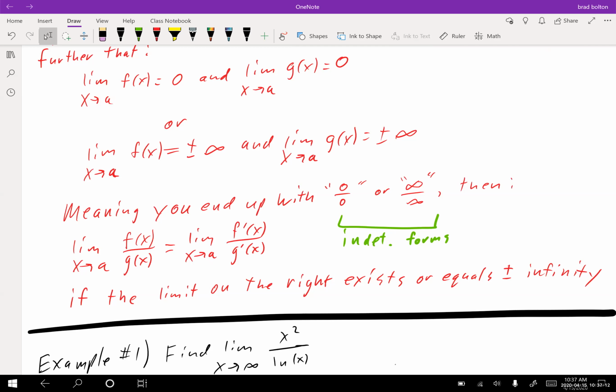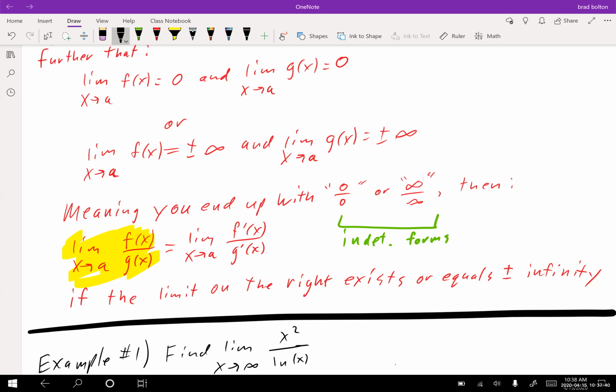Well, what L'Hopital's rule says is if you ever run into this, 0 over 0 or infinity over infinity, then you can say that the limit as x approaches a of f of x over g of x is equal to the limit as x approaches a of f prime of x over g prime of x, okay? So if the limit on the right exists or equals plus or minus infinity.